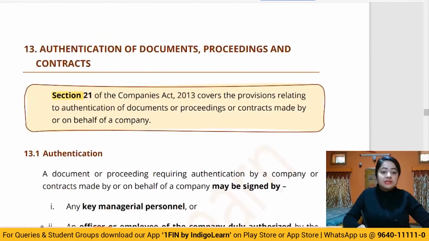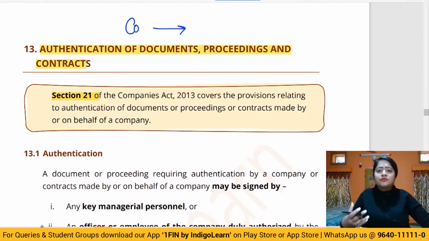Let's move on. The next section we are discussing is section number 21, which talks about authentication of documents, proceedings, and contracts. Now, we know that the company is a legal entity. The company must be entering into different sorts of transactions with different outside parties, right?